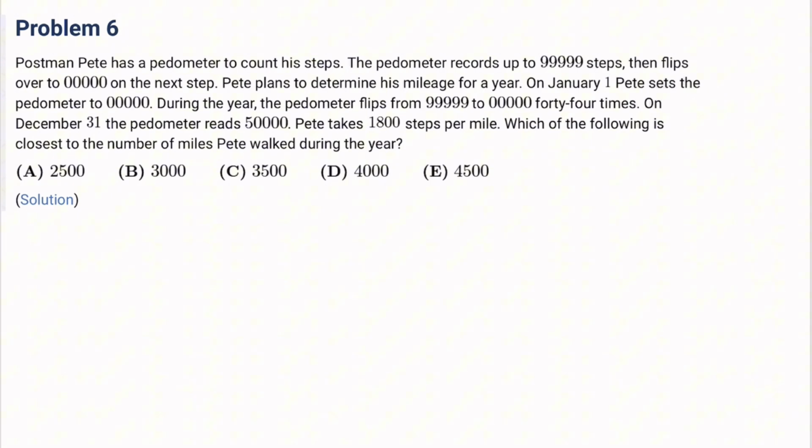During the year, the pedometer flips 44 times. On December 31, the pedometer reads 50,000. Pete takes 1,800 steps per mile. Which of the following is closest to the number of miles Pete walked during the year?